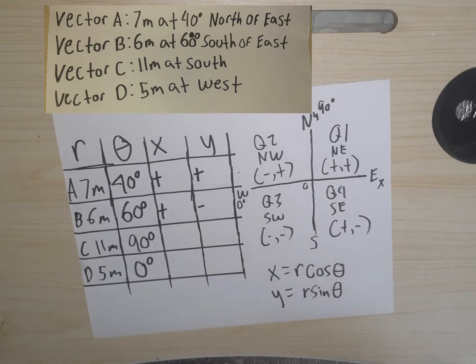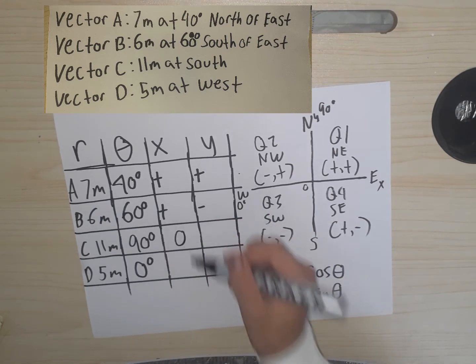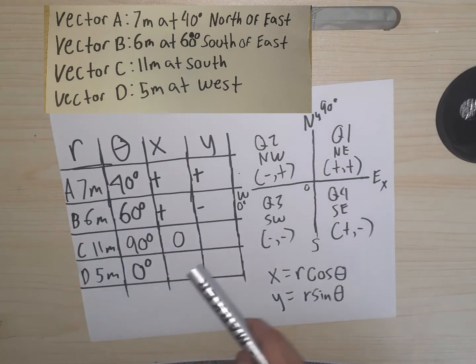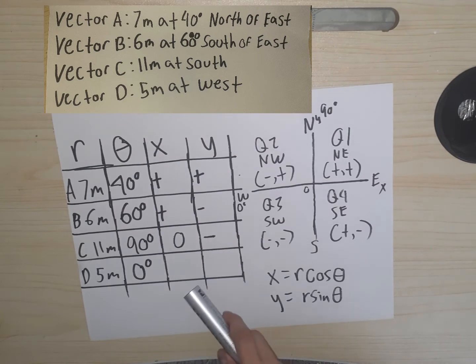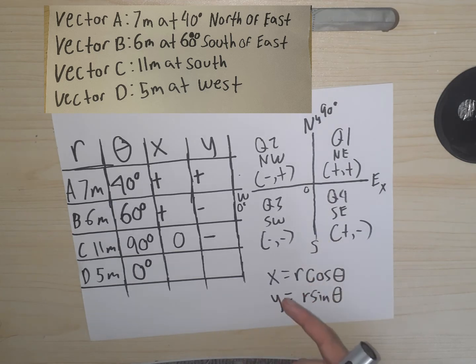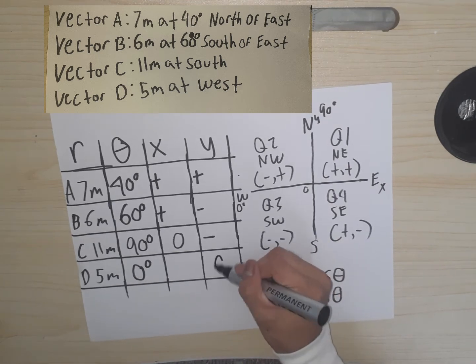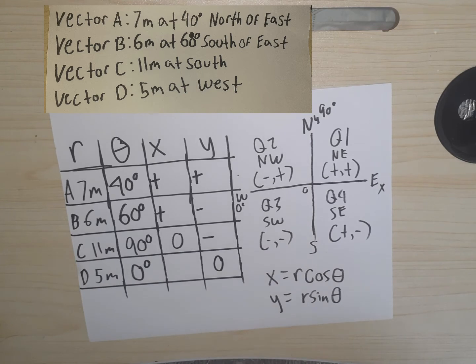For our vector C, it's in the south, lying on the y axis. So automatically, our x is 0. And since it's going down in the south, it's negative. For our vector D, it's in the west, lying on the x axis. So our y component is 0. And our x component is negative.